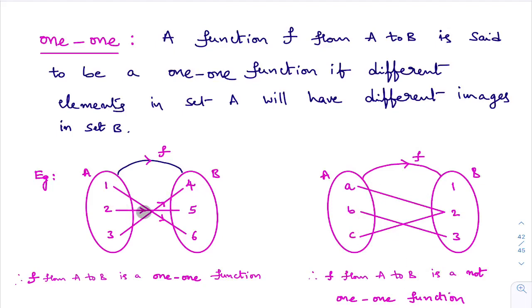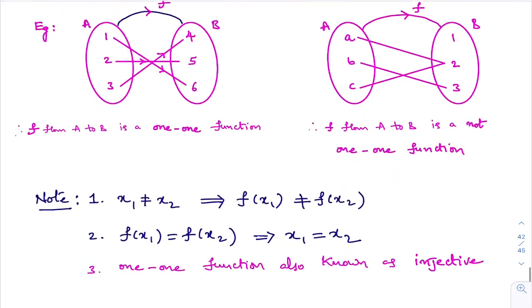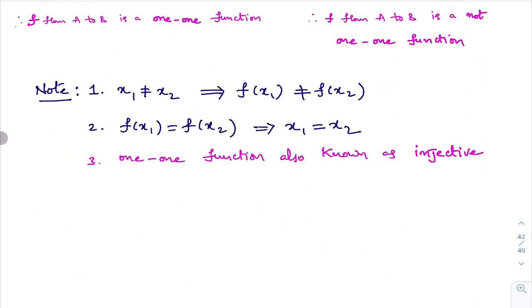Now I'll tell you a very important point related to a 1-1 function. See this definition. To prove a 1-1 function, we can use this first point or second point. What is the 1-1 function definition? Different elements in set A have different images. See, elements x1, x2 belong to the domain set. What is f of x1? F of x1 is the image of x1 with respect to the function f. What is f of x2? F of x2 is the image of x2 with respect to the function f. F of x1, f of x2 lie in the codomain set.